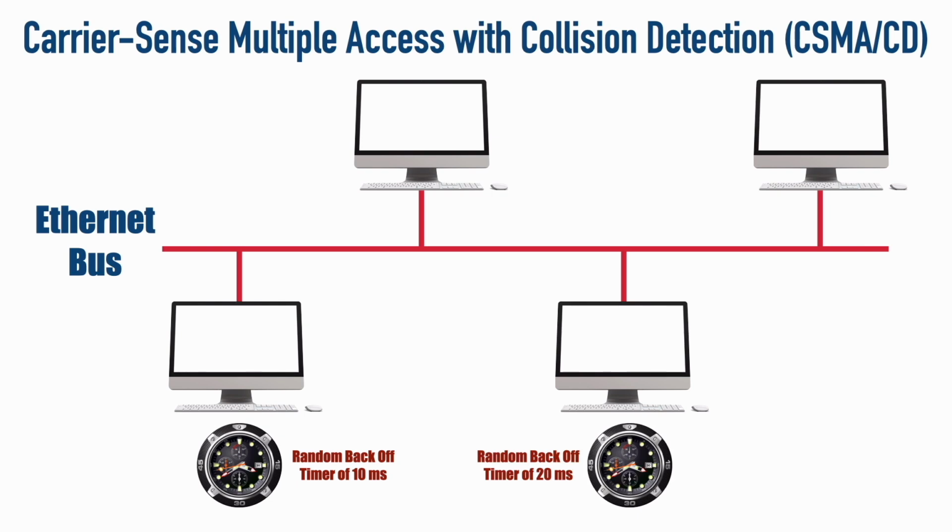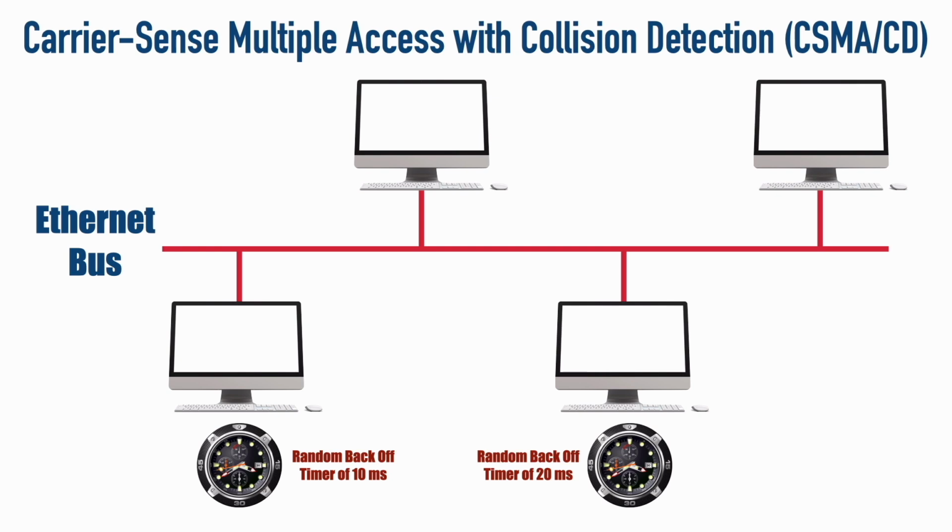And hopefully the other PC is going to set a different random back-off timer, and we will each transmit when our timer expires, and hopefully this time avoid a collision. So let's say the PC on the bottom left sets a random back-off timer for 10 milliseconds, and the PC on the bottom right sets a random back-off timer for 20 milliseconds. So now they should not collide because they're going to wait these random amounts of time, and assuming those random times are not equal, they should not collide with one another.